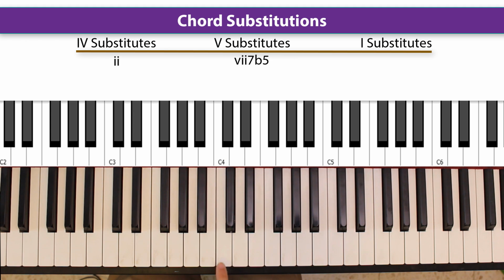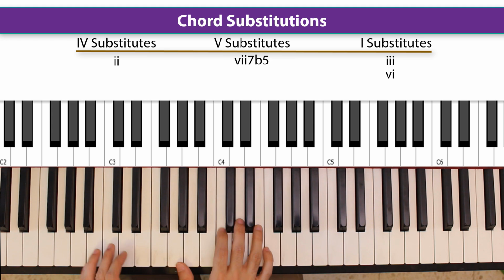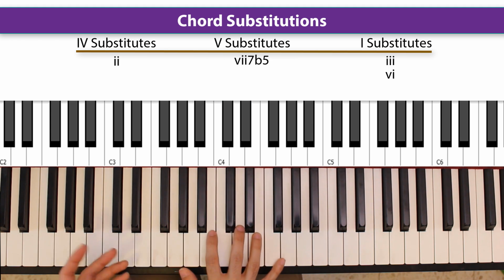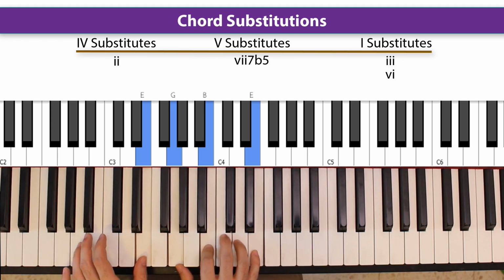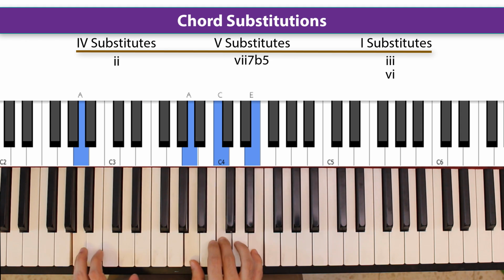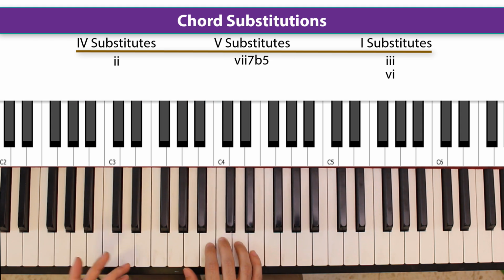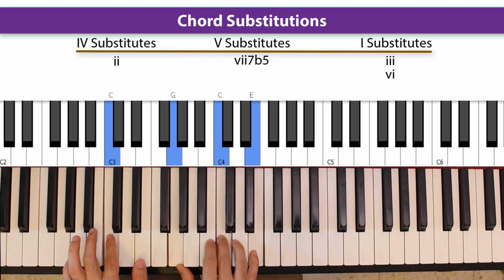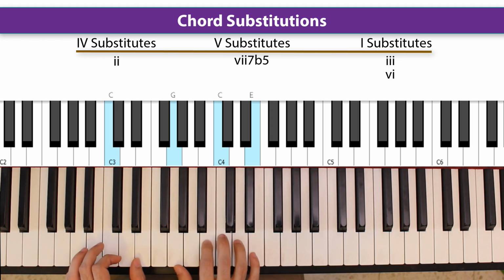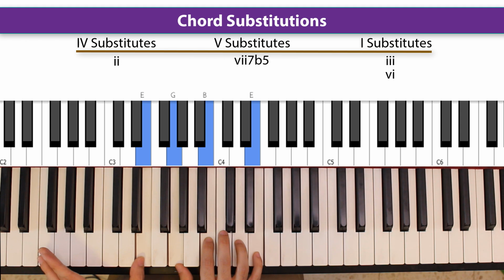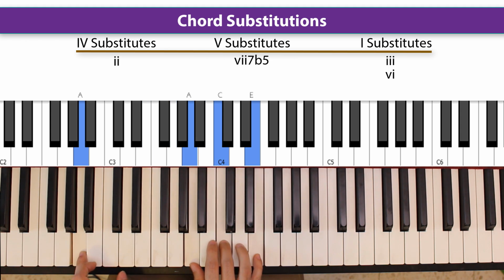Finally, for the tonic there are two substitutions. One of them is the 3 minor and the other is the 6 minor. So basically whenever you see a 1, you can substitute a 3, which will be a minor chord, or a 6, which will be a minor chord. In the key of C, wherever you see a C major, you can play either an E minor, which is a 3 minor, or an A minor, which is a 6 minor.